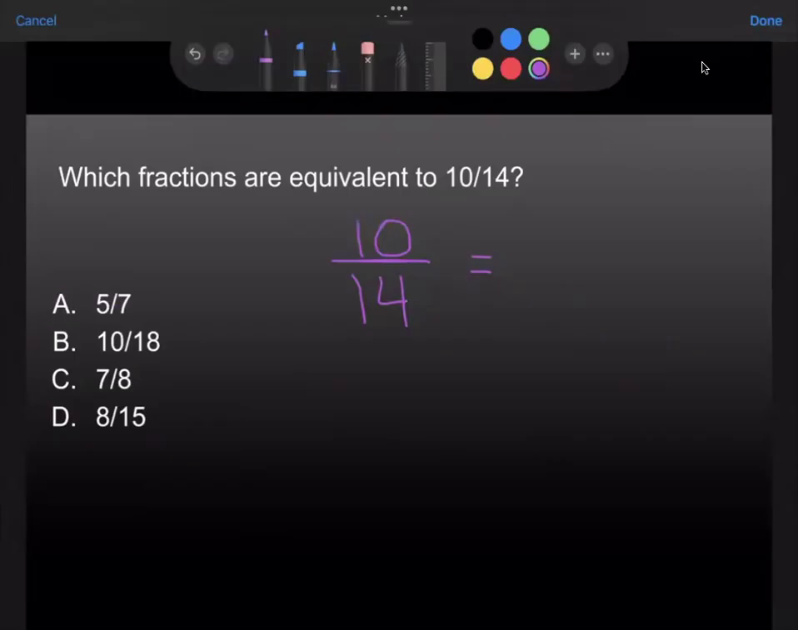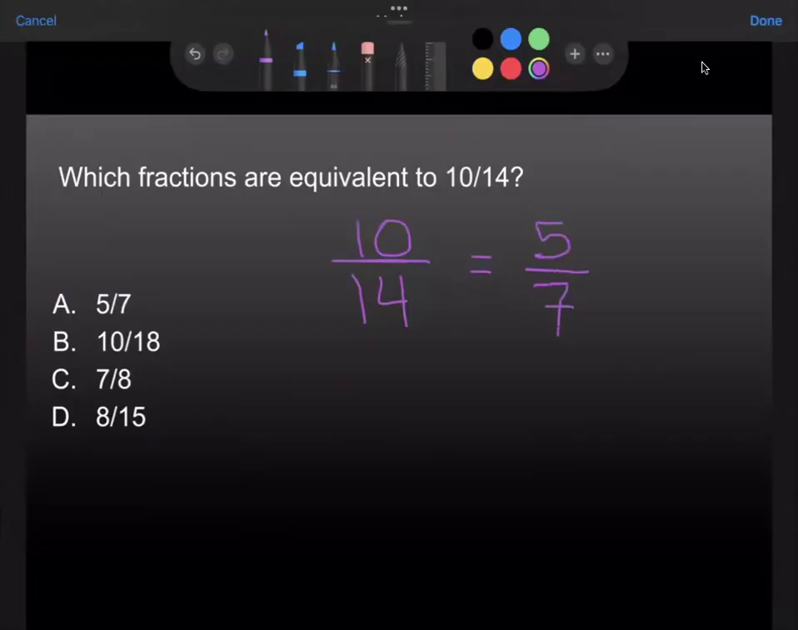Okay, here's our next example. We're going to try to figure out which fractions from the list are equivalent to 10 over 14. So let's try this first one, 5 over 7. Now, I've shown you two ways to do this. The first one is to use multiplication or division to get from numerator to numerator and denominator to denominator. The other one was cross products. Which one you use depends on what you're more comfortable with and which one you prefer, really.